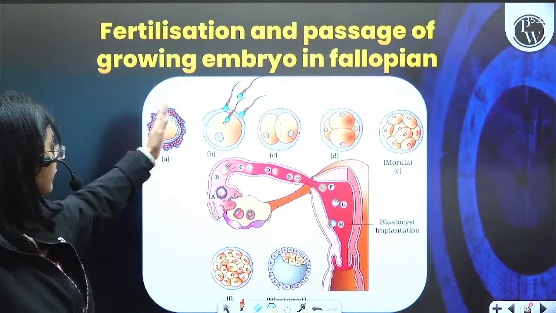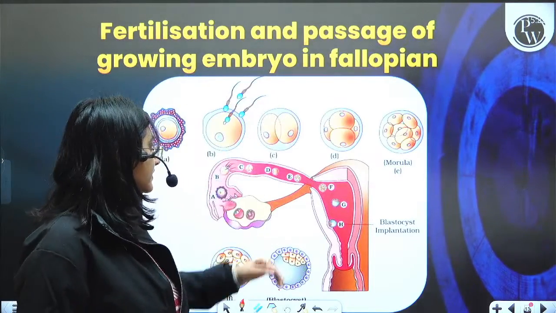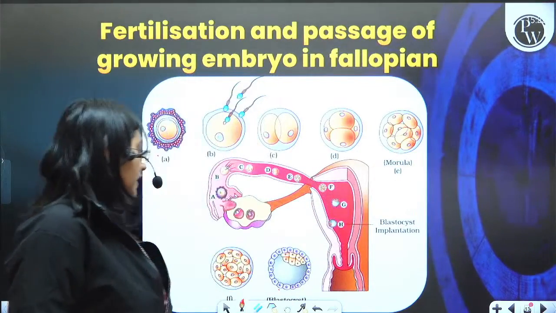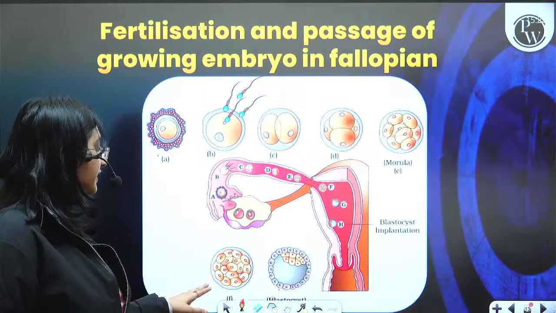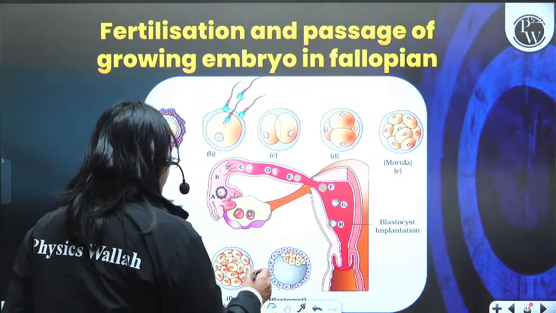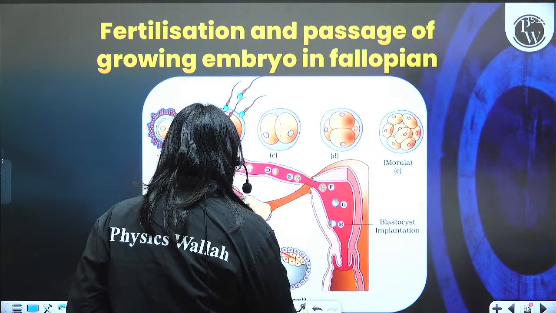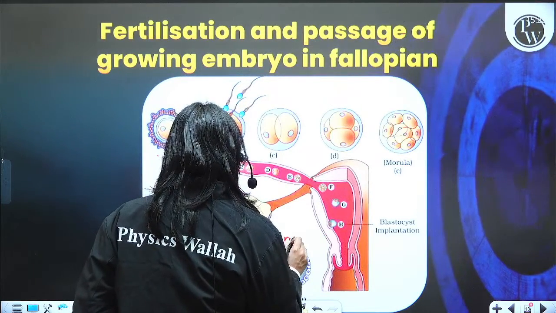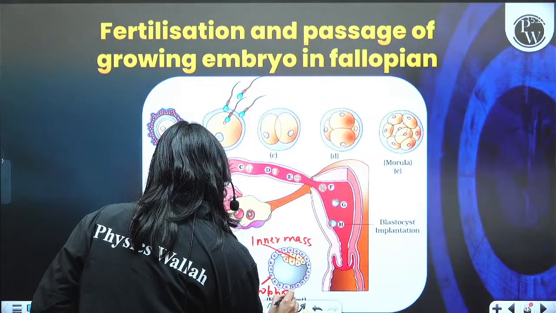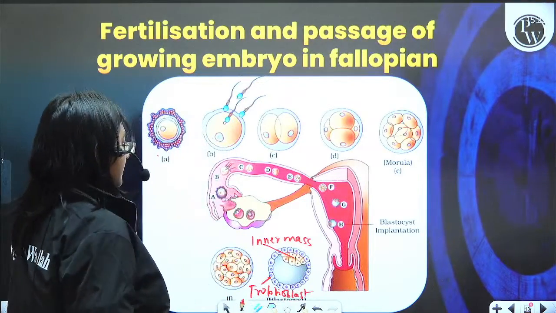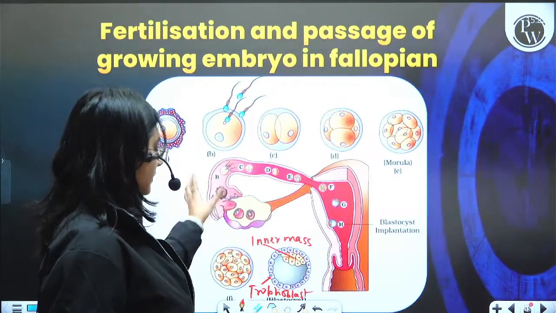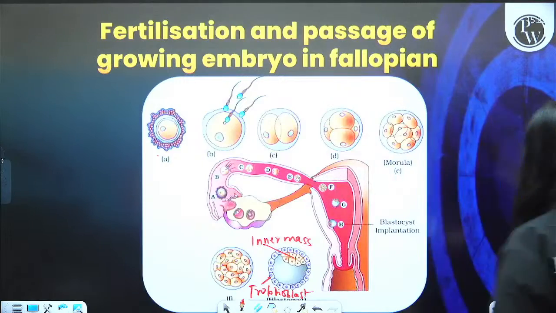So: ovum, fertilization, 2-celled stage, then 4-celled stage, morula. Then the morula will soon convert into a 16-celled stage, blastocyst. In the blastocyst we see the inner cell mass and trophoblast, right? So they can ask you to draw inside the uterus where we see this development, and even case-based study questions can come from this, right?